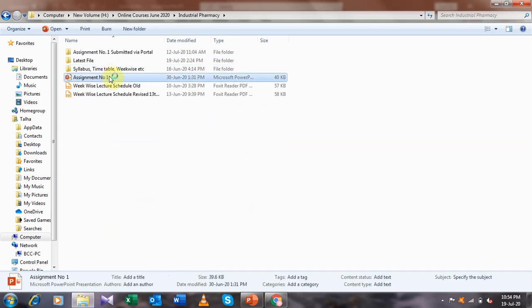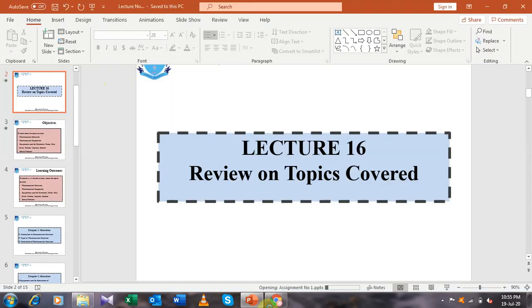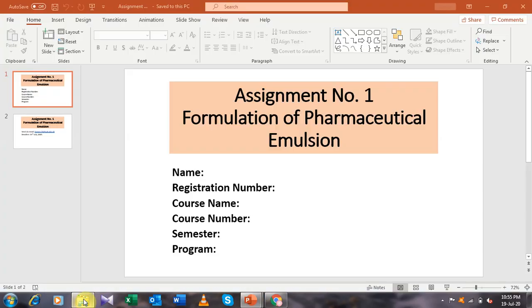The assignment you have uploaded on the portal, because the deadline is over. I have told you about assignment number 1: the name, the registration number, course name, semester, program, and assignment number over there. That was a format that was decided to upload on the portal or submit through the portal, the official meetings, and the grading will be done soon.